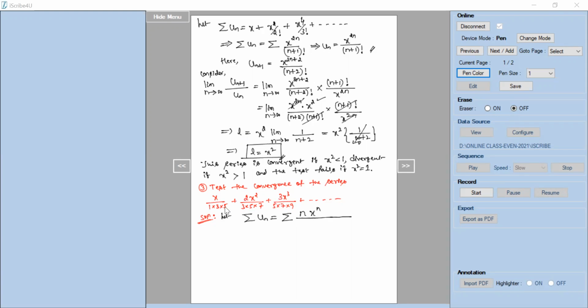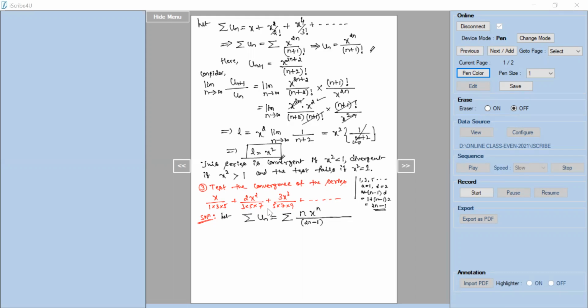If you look at this 1 into 3 into 5, I'll take only the first factors of the denominator: 1, 3, 5, next will be 7, like that. Here A is 1 and D is 2. So A plus n minus 1 into D means 1 plus n minus 1 into 2, so it becomes 2n minus 1. So the first factor is 2n minus 1.